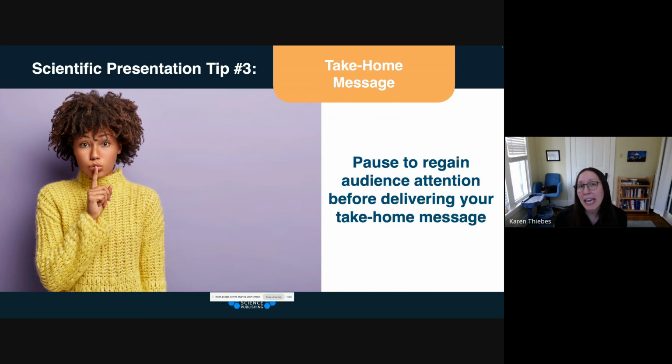So it can be a very effective tool where if you have a very important message at the end of your talk, or if you're going to deliver the big news that's your conclusion from your poster presentation, pause. It's a very effective method, and it's sometimes silly. It feels silly to do it, but it works. So consider doing that for your take-home messages.